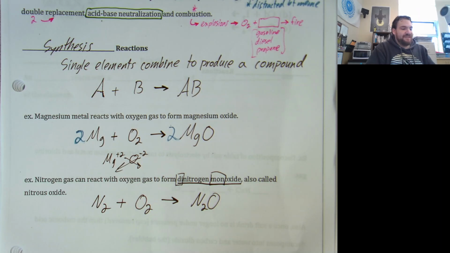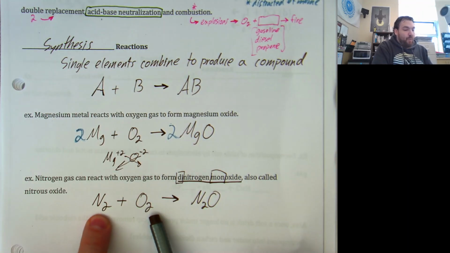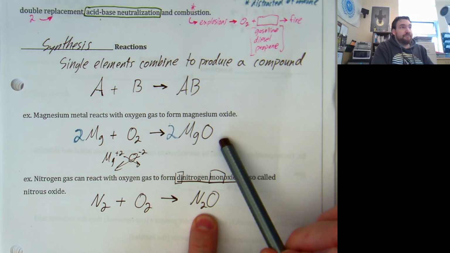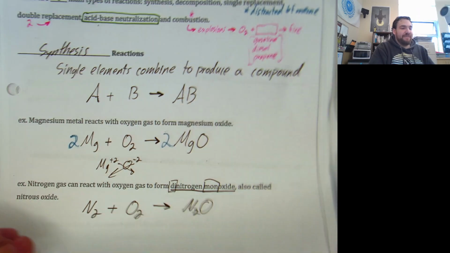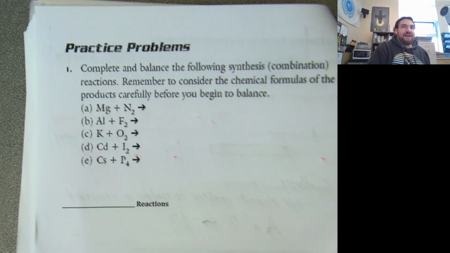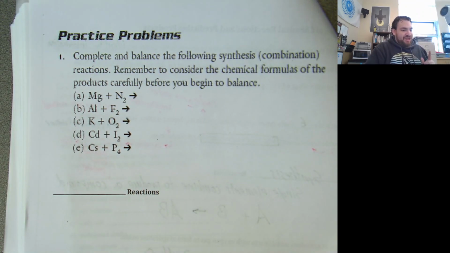Comments, questions, concerns. Synthesis reactions are really straightforward. 2 individual elements, 1 compound. When you're ready, flip the page. I want you to do those 5 right now. Crank them out. Those are all synthesis reactions. What are the products from those reactions?